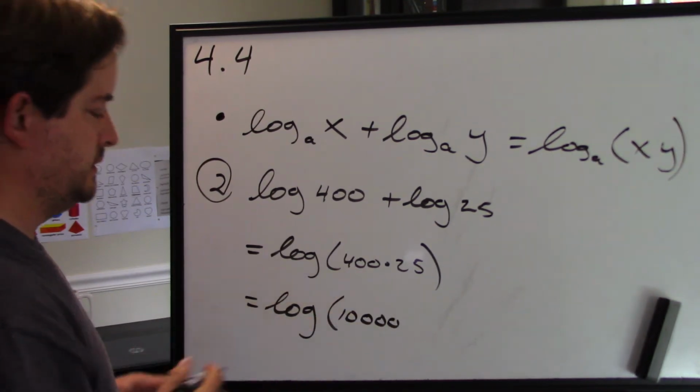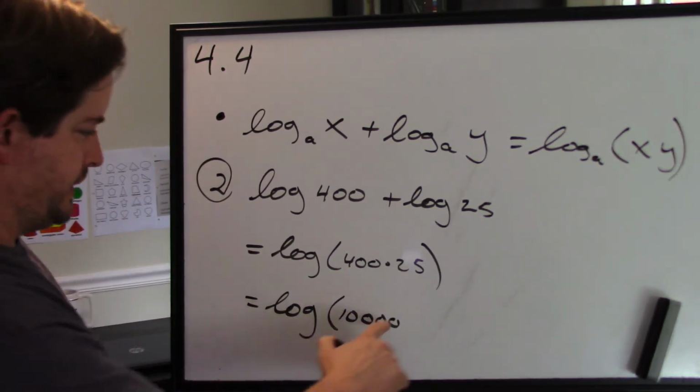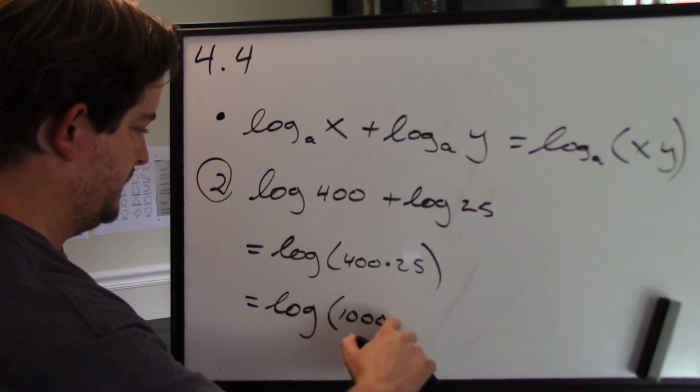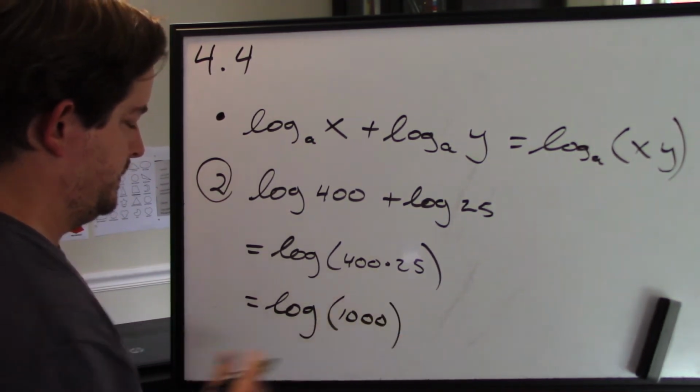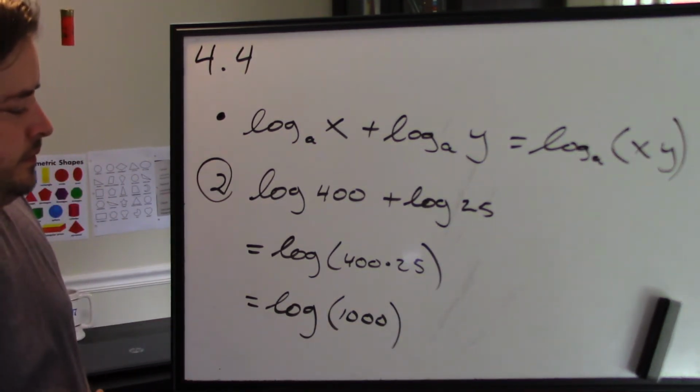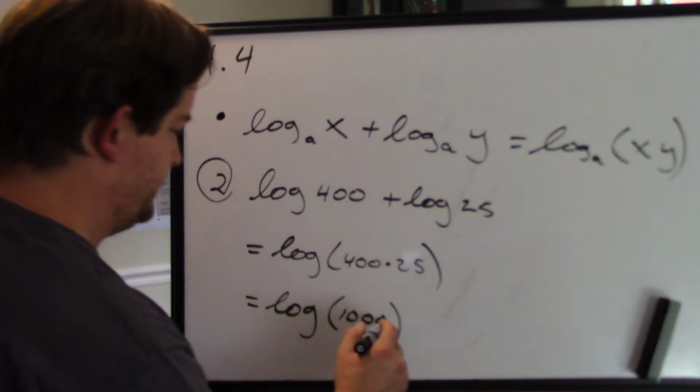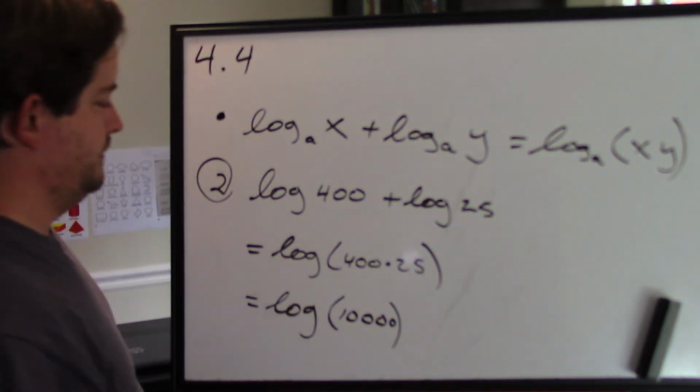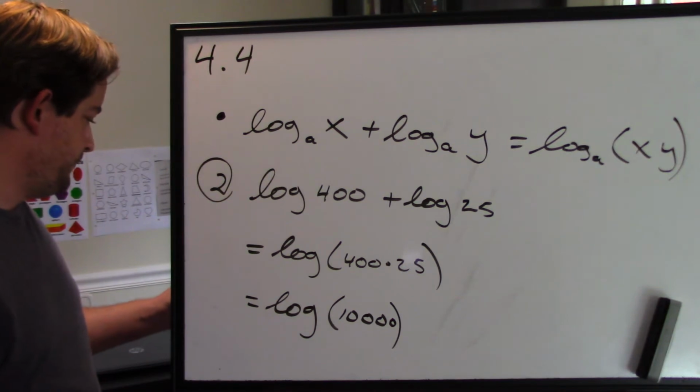10,000, sorry. Nope, it's just 1,000. No, it's not, it's 10,000. Son of a... Okay. Alright.